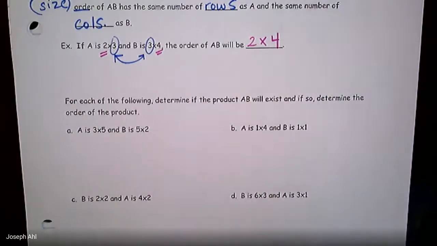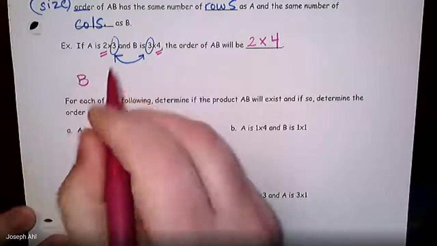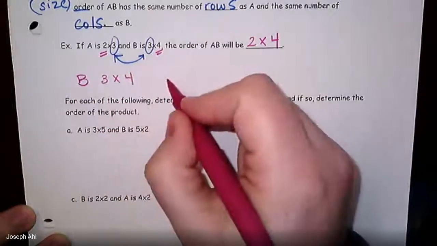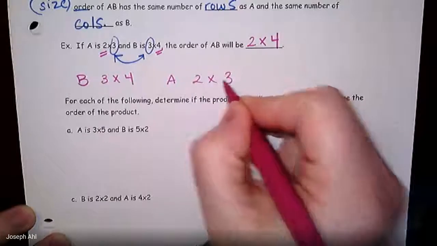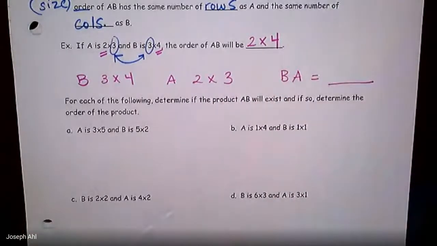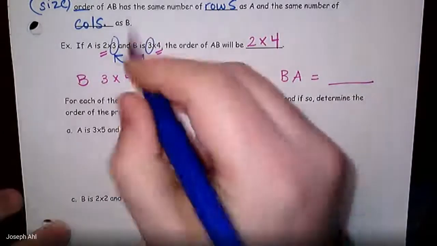Okay, and something kind of interesting that I'll show you is if I want to do B times A. So B is a 3x4, and then A is a 2x3. If I said, what size will the product BA have? Will it also be a 2x4? Well, I have to check.